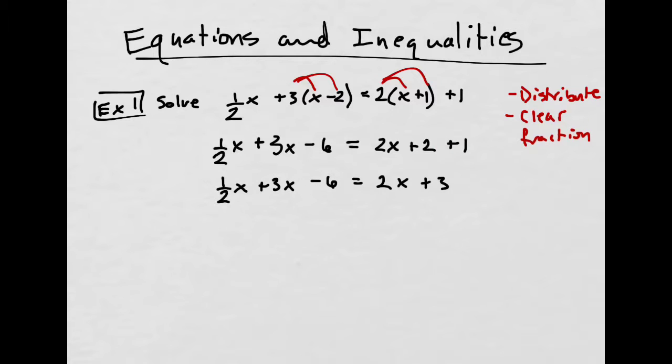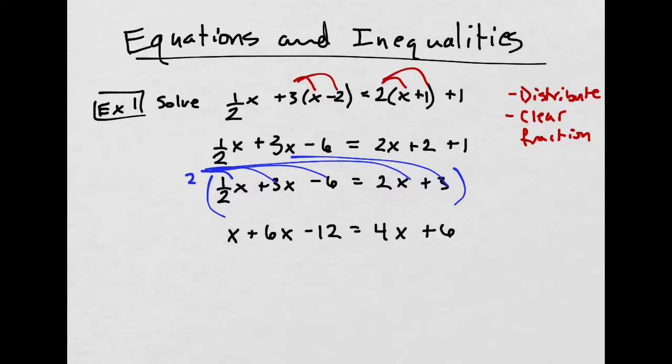And now I'm going to multiply everything by 2. That's the common denominator. If I had a 3 down there, then I'd multiply by 6, because that's the common denominator. But since there's only one fraction, I multiply by 2. And I do it to everything. Now 2 times 1/2, that's just 1. It cancels out. But I've got to do it to everything, so I'm going to do it all the way through.